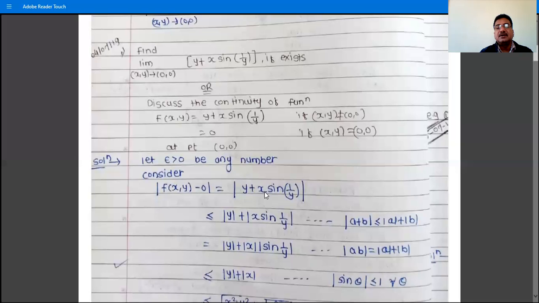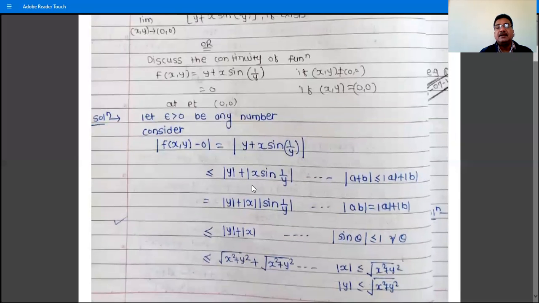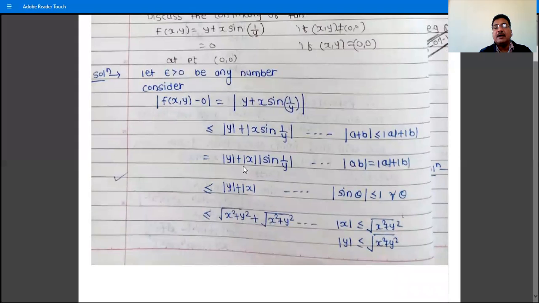f(x,y) is y plus x sin 1 by y, and then separate the mod by using the triangle inequality: mod a plus b is less than or equal to mod a plus mod b. So mod y plus mod of x sin 1 by y. Then mod a into b is equal to mod a into mod b, never a plus sign. So the next step is equal to mod y and mod x into mod sin 1 by y, separating the mod. So mod a into b is mod a into mod b, and then it is less than or equal to mod y plus mod x.